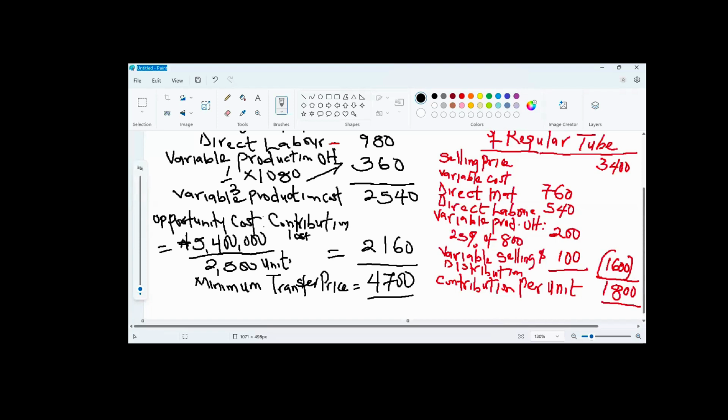Please don't pick 1,800. That 1,800 is contribution per unit of old regular tubes. But the contribution lost is going to be based on new high resolution tubes. So when you get your total contribution lost, divide it by the number of units of new high resolution tubes. This will give you your 12 marks. We are done with requirement A, or requirement 1.